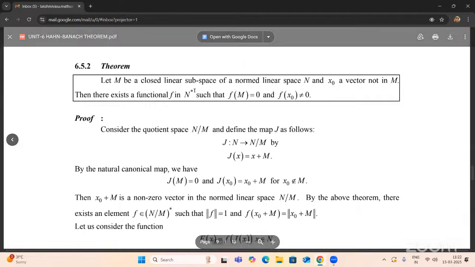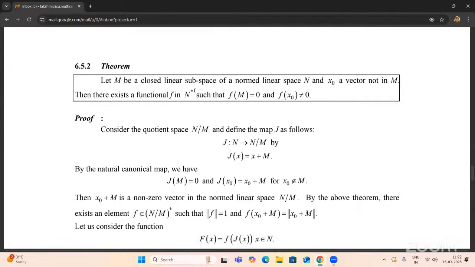Such that f of capital M equals 0 and f of x naught is not equal to 0. So consider the quotient space, and this condition depends upon the quotient space, so that the quotient mapping is also defined. Now this is one of the sequence: capital F, a closed linear space of the linear functional, is 0 and f of x naught is not equal to 0.